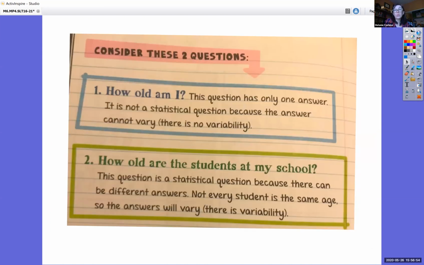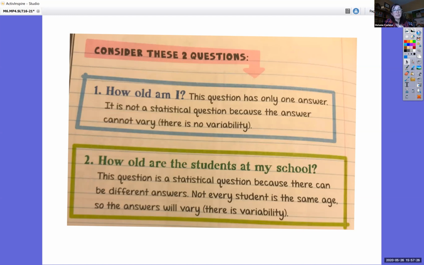If the question is, how old am I? It is not a statistical question because I'm 36. There's one answer. But if the question is, how old are race car drivers in the United States? You could get anything from 20 to 40. Or how old are professional soccer players? You'll get a range of ages.